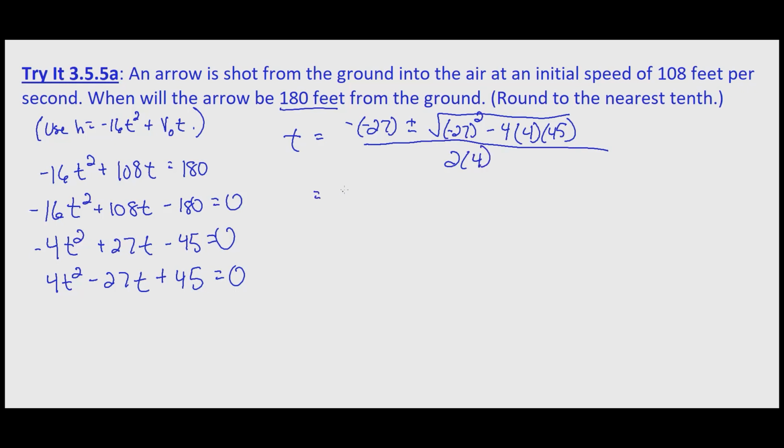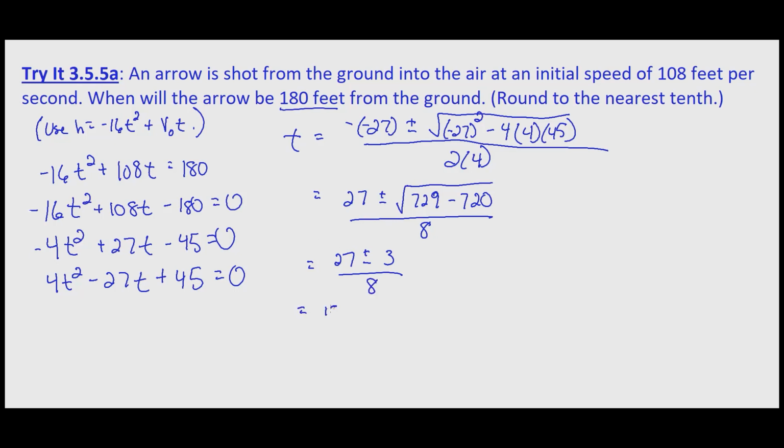So now we just go through and continue to simplify. That equals 27 plus or minus the square root of negative 27 squared is 729. 4 times 4 times 45 is 16 times 45, which is going to be minus 720. All over 8. 2 times 4 is 8. So that equals 27 plus or minus the square root of 9, which is going to be 3, all over 8.